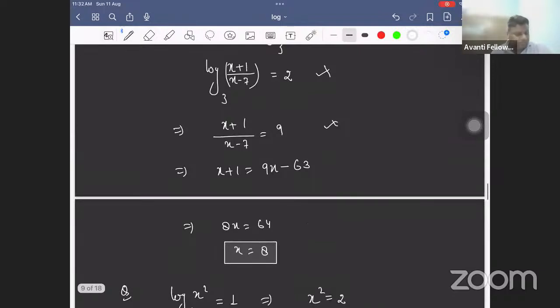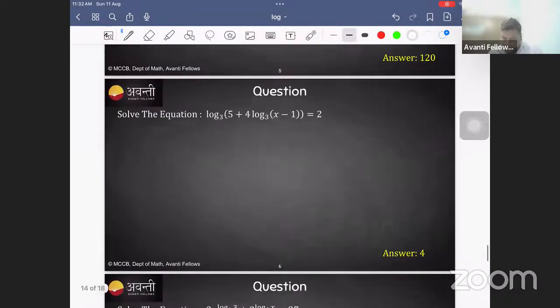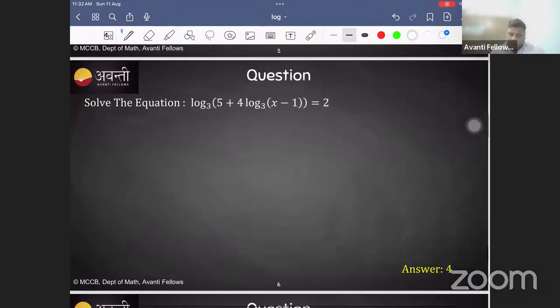See once. Now see, there is a question. Before proceeding further, we'll do this question first. Solve the equation log base 3, 5 plus 4 log x minus 1 base 3 equals to 2. Yes. You got 1 minute, quickly do.